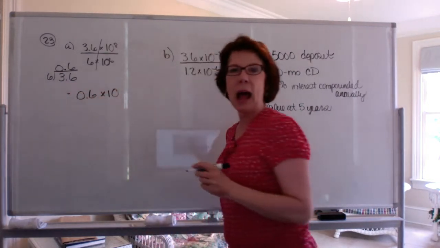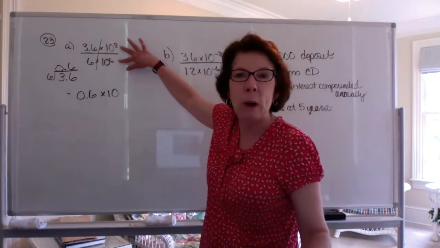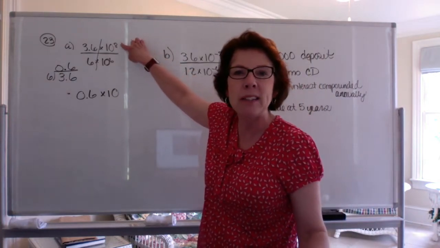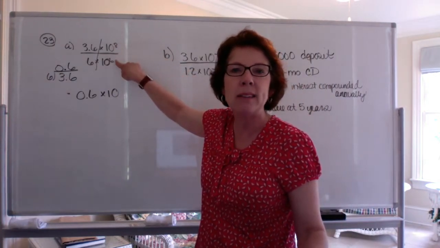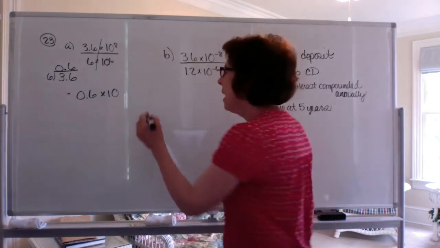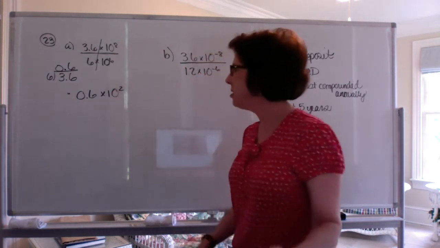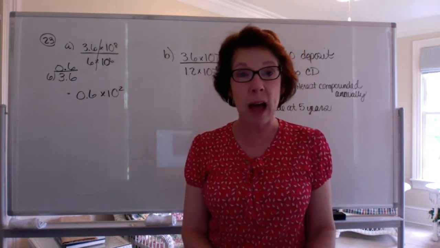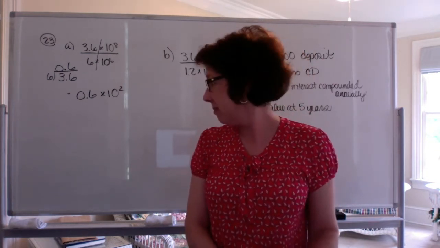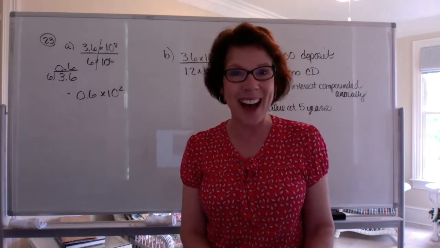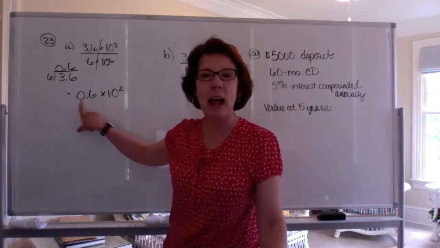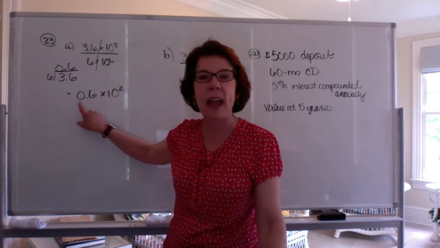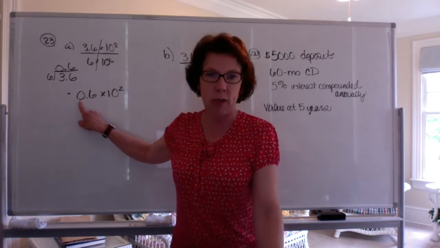Now let's look at the exponents here. What do I do with them? I start at the top and subtract. 8 minus 6 is 2. And so I have an answer of 0.6 times 10 squared. Is that in proper scientific notation? No, it is not. The decimal point has to be to the right of a non-zero digit, 1 through 9.